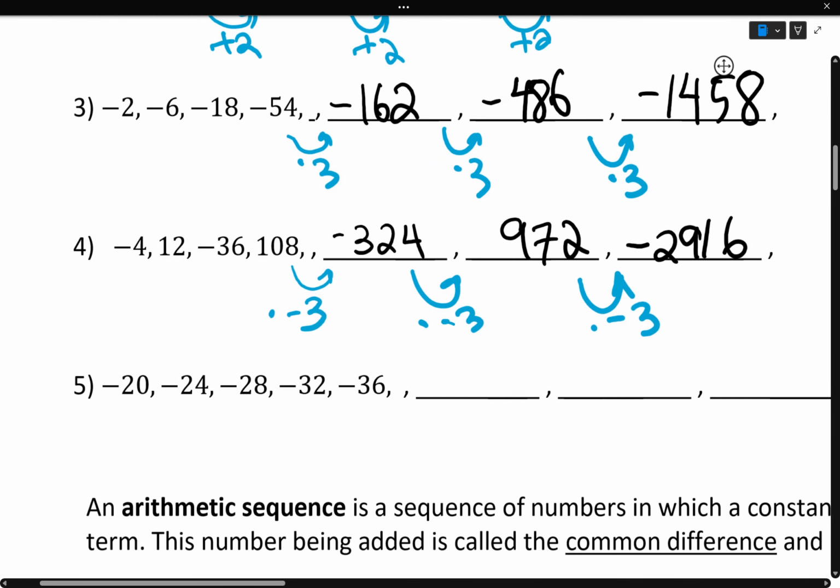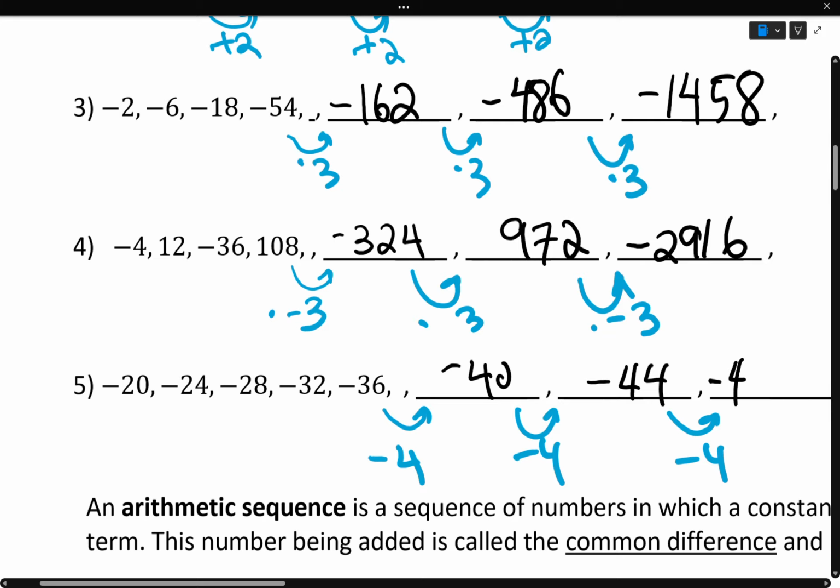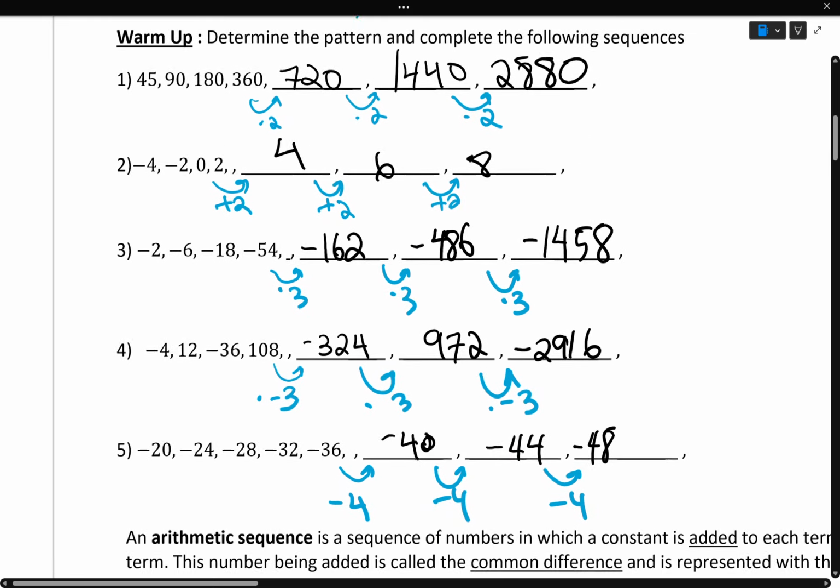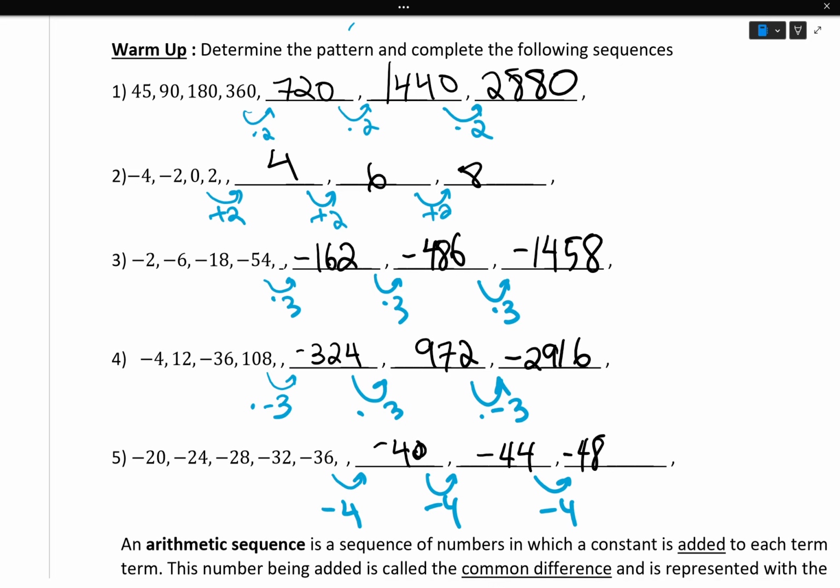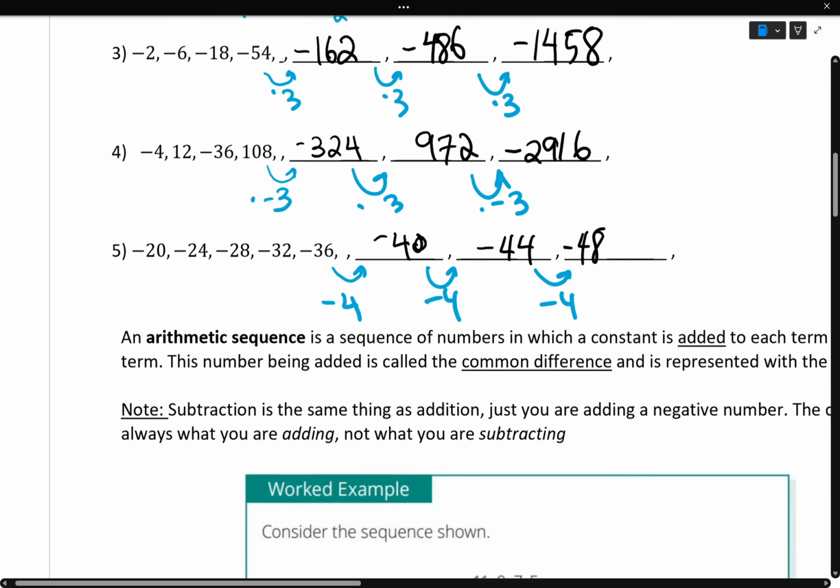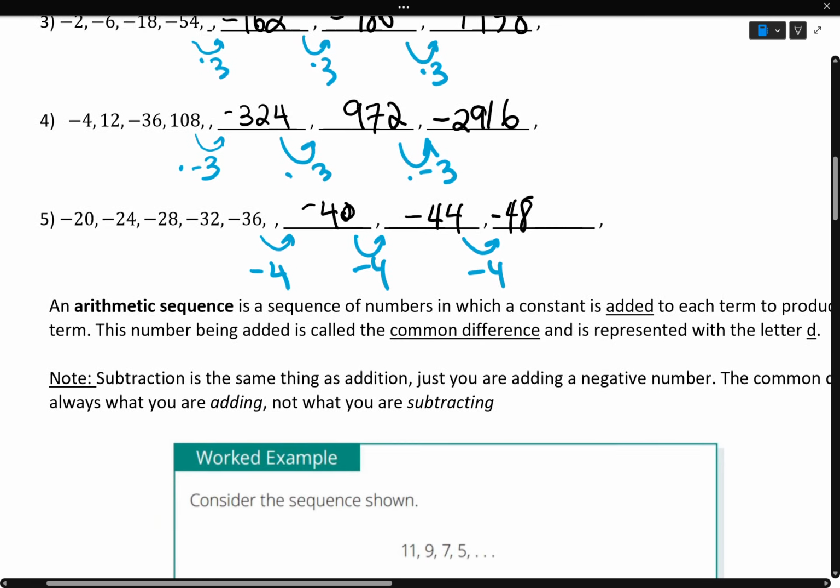It looks like the pattern in number 5 is subtracting 4. So let's finish the pattern. We've got negative 40, negative 44, and negative 48. All right. Now, hopefully you noticed that we had some patterns that had multiplying, some that had adding, and some that had subtracting. Well, arithmetic sequences are sequences of numbers in which a constant is added to each term.